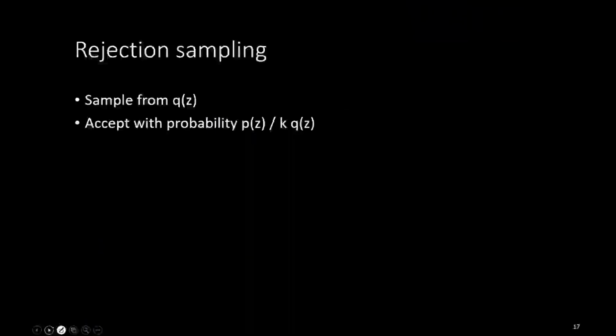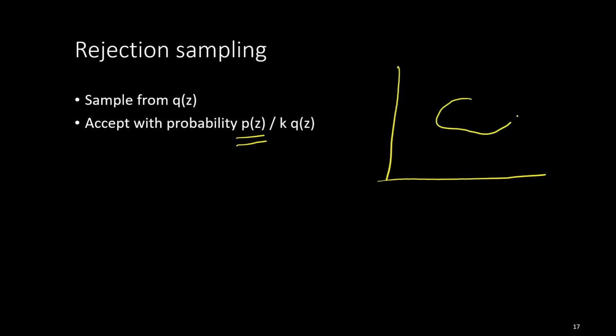The first way to sample from a particular distribution is rejection sampling. Here we assume that computing P of Z, or P of X, is easy. So let's say I have some complicated distribution. Given any point Z, say Z1 and Z2, I can compute P of Z. But that doesn't guarantee that I can generate samples from P of Z.